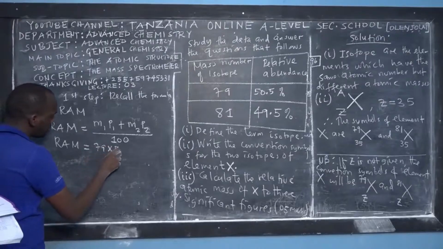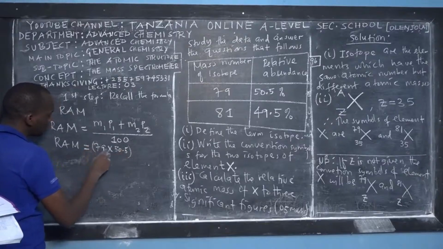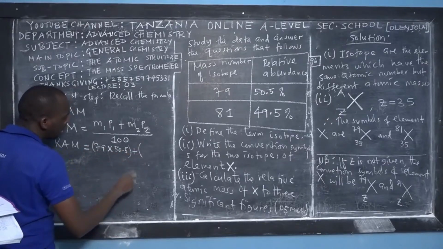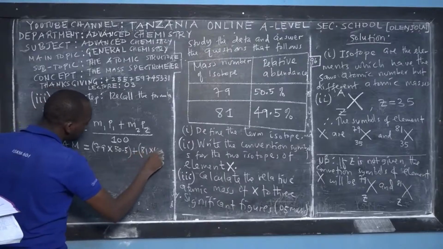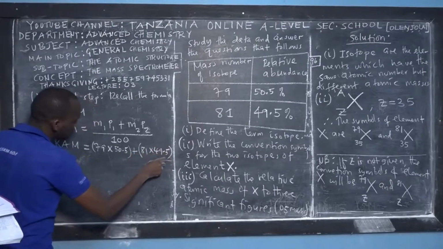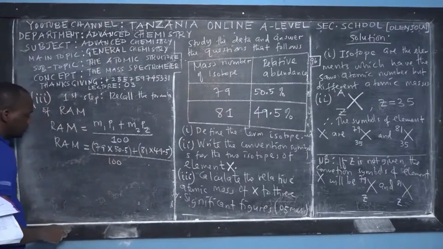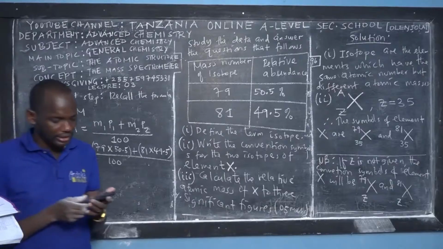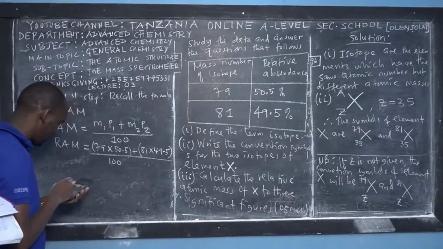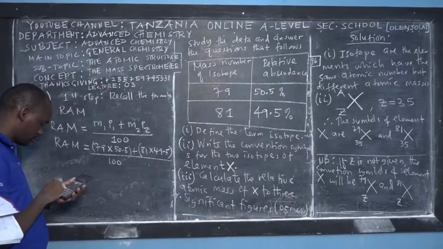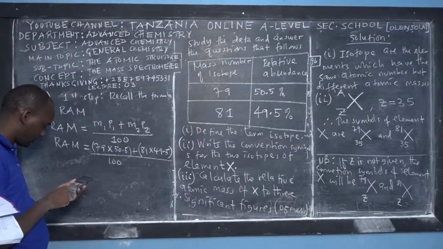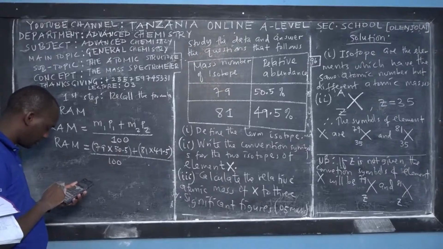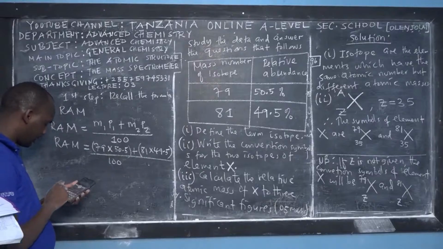Times 50.5, and then plus 81 times 49.5 divided by 100. So take your scientific calculator and do your computation. First you have 79 times 50.5. Then you have 81 times 49.5, and then divided by 100.